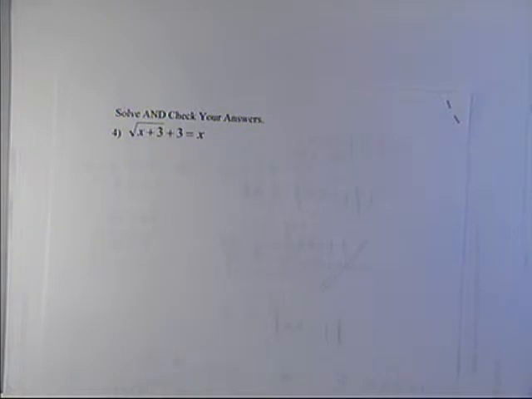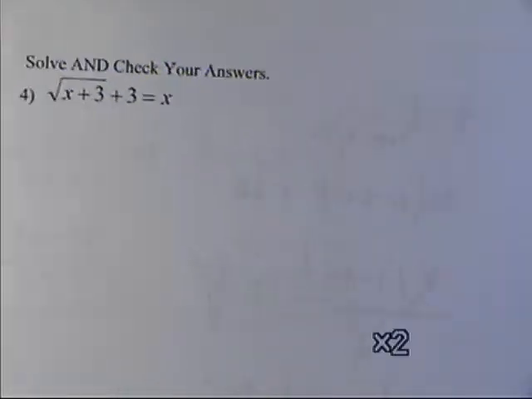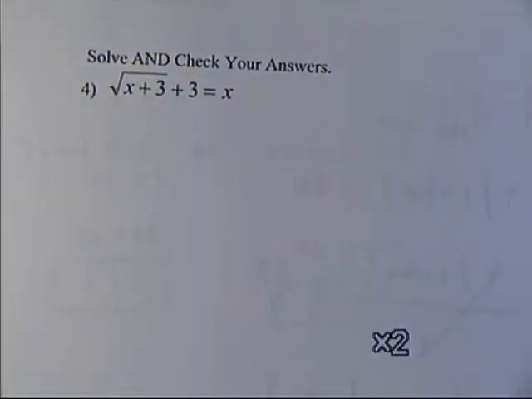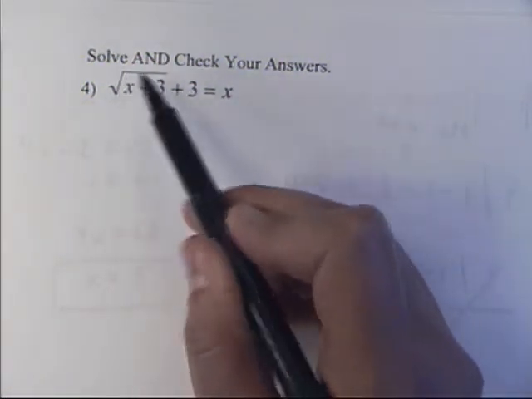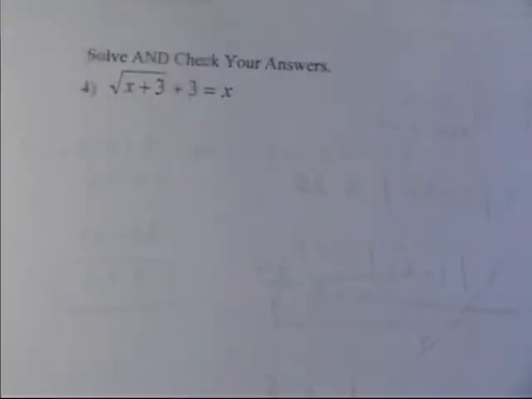The first thing we want to do, just like we did with number 3, is to isolate the expression that allows us to take the next step. So right here, we have a radical, that's the square root. We want to get that part all by itself. So how do we do that?